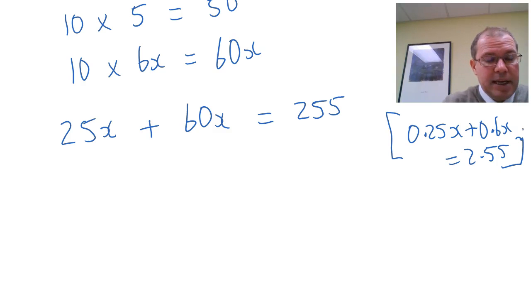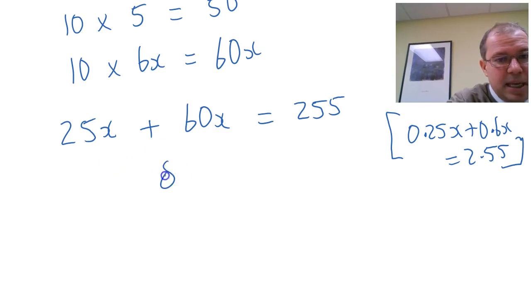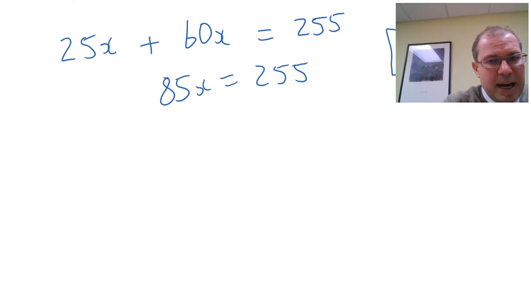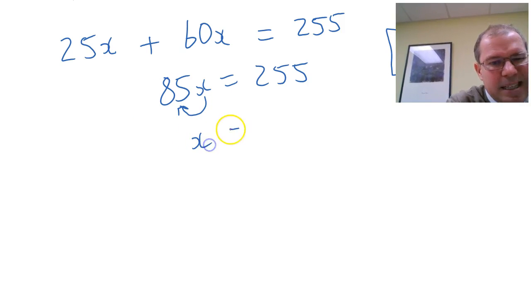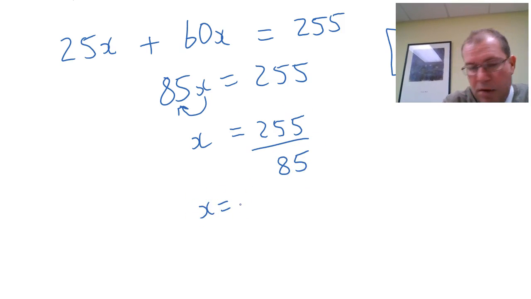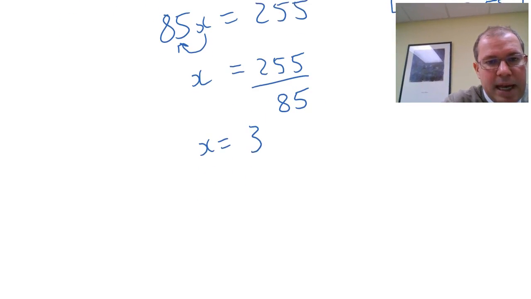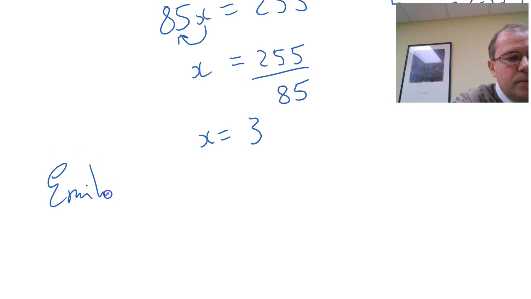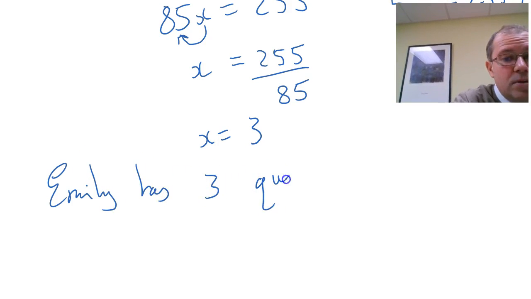Okay, so let's solve this. 25x plus 60x is 85x, and I get 255. Now, obviously, I'm going to use the balance method here. So I'm going to divide both sides by 85 because x is being multiplied by 85. On the left-hand side, if I divide 85x by 85, clearly that's an x. I'm not going to show my working, but I know some of you like to, and that's fine. But I'm going to show it on the right-hand side: 255 divided by 85. And I get that x is equal to 3. So in actual fact, Emily has 3 quarters, because x was the number of quarters.